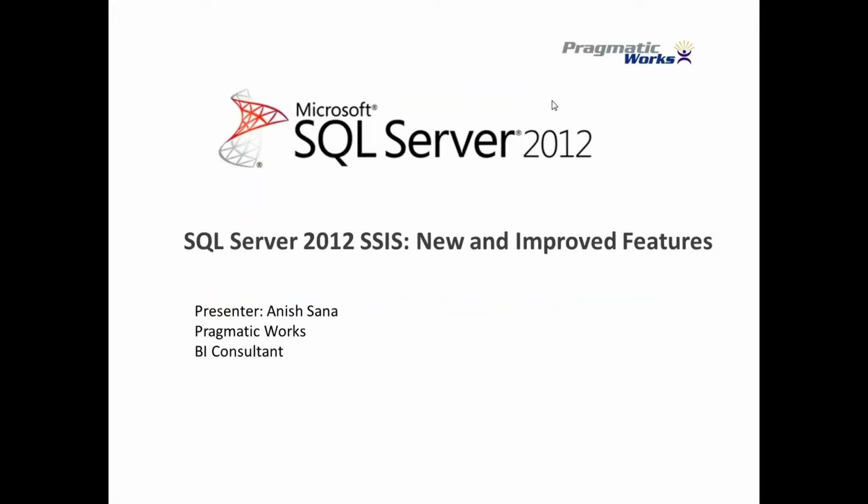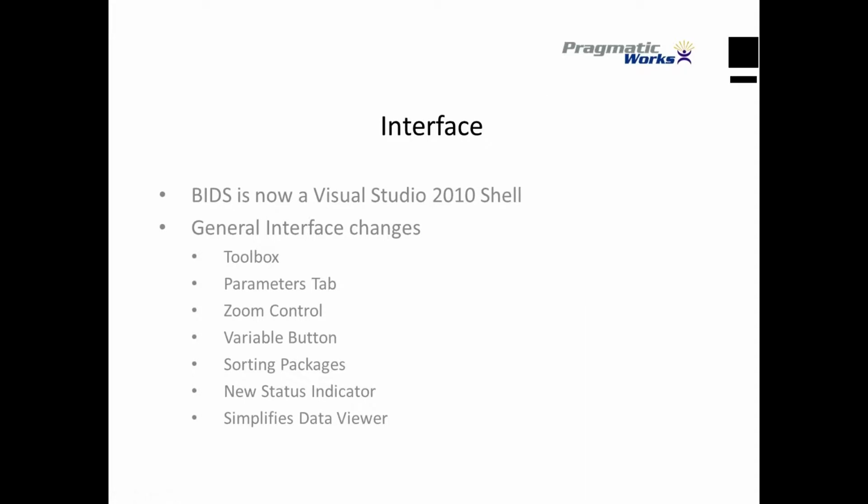Okay, so let's just quickly touch on some of the stuff that I'm going through. First thing I'm going to touch on is the interface. BIDS has now been incorporated within the Visual Studio 2012 shell, which means we have support for .NET 4. The Visual Studio environment alone introduces some slight user interface changes from previous versions of BIDS. These enhancements help you learn about the package development process if you are new to Integration Services, and enable you to develop packages more easily if you are already experienced with SSIS.